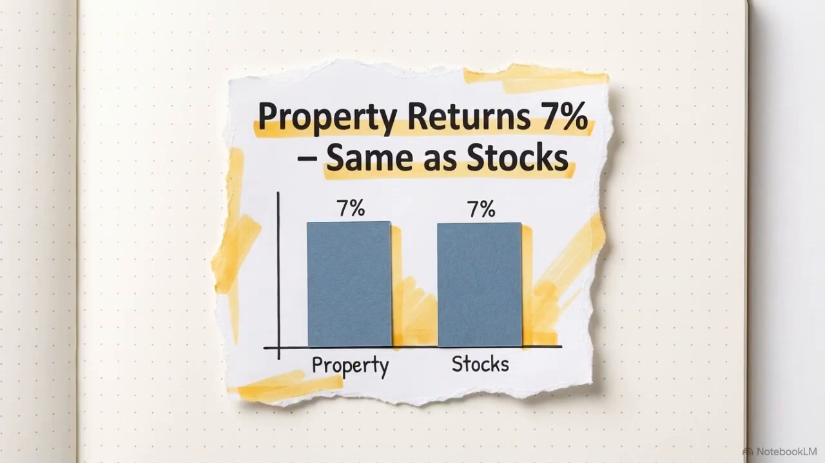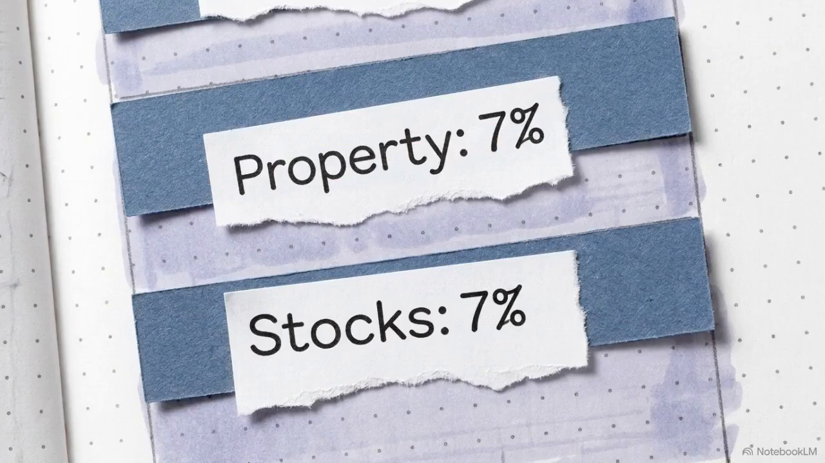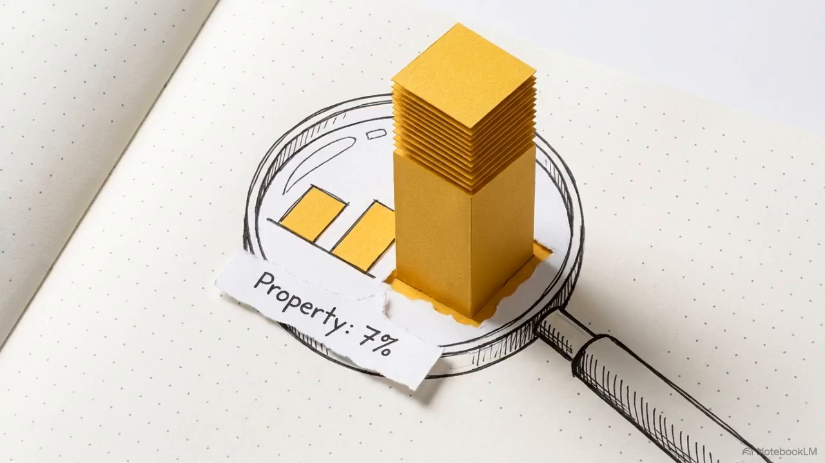Financial reports often compare property and stock returns using a single number, percentage price growth. When both are reported at 7%, they appear identical. However, this comparison ignores the effect of gearing, which drastically changes the outcome for the individual investor's capital.